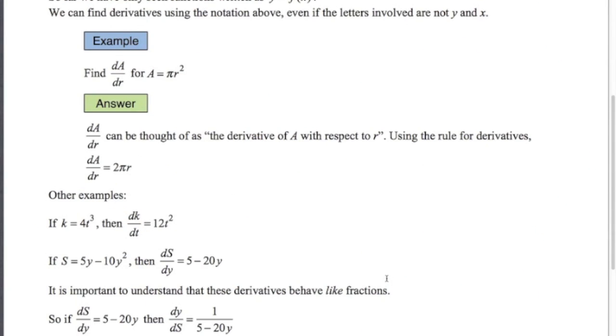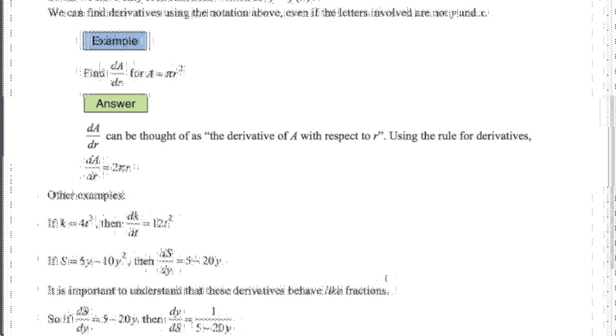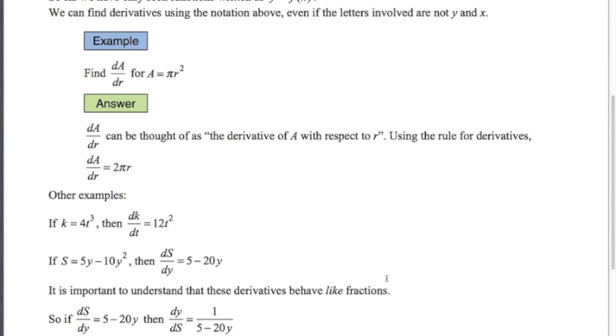I just wanted to emphasize here that you can use different letters for doing derivatives. In the past we've only used y and x, and dy/dx is the derivative of the function y with respect to the variable x. Well, you can have different letters. Here I've got the area of a circle, pi r squared, and we want to know dA/dr. Really what that's saying is: what is the derivative of this function A with respect to this variable r? We're using the same rules of differentiation, but when I say dA/dr, I'm really saying the derivative of A with respect to r.